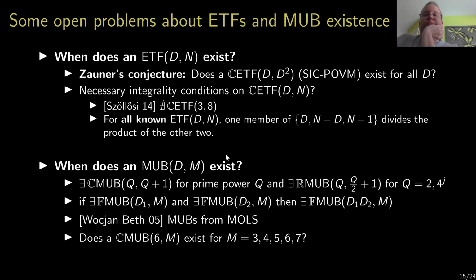Similarly, there are some really exciting open questions about MUBs. I didn't show all the known constructions for ETFs, but for MUBs, you can actually find maximal ones for any prime power Q. And as long as Q is a power of 4, you can find real maximal ones. Moreover, there are other constructions of them. There's a tensor product construction that's analogous to the tensor product construction of mutually orthogonal Latin squares. And moreover, there's a direct construction of MUBs from mutually orthogonal Latin squares.